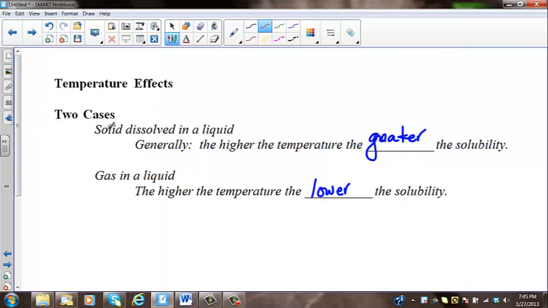So we have two different cases. One, solid dissolved in a liquid. Generally, the higher the temperature, the greater the solubility for solids. For gases, however, the higher the temperature, the lower the solubility. Because if you heat a gas, the gas molecules want to spread out. They're not going to want to go into a liquid.